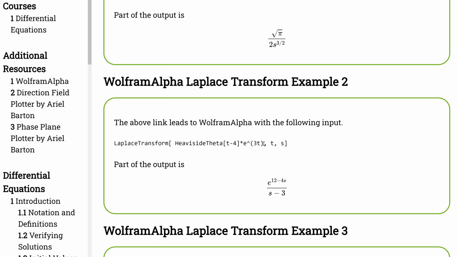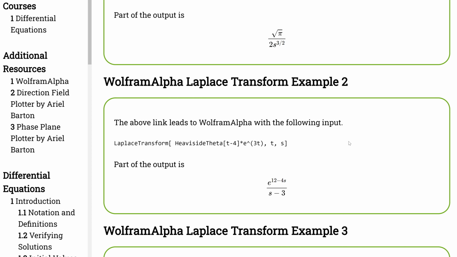You'll see in the lookup table. So you end up with e to the 12 minus 4s over s minus 3, right? You kind of have to do this weird thing where you have to formulate this function as if it has an input argument of t minus 4, something like that. Right, so that's always a little tricky to do, but you could at least check your work using this. Alright, so that's one way to put in HeavisideTheta.